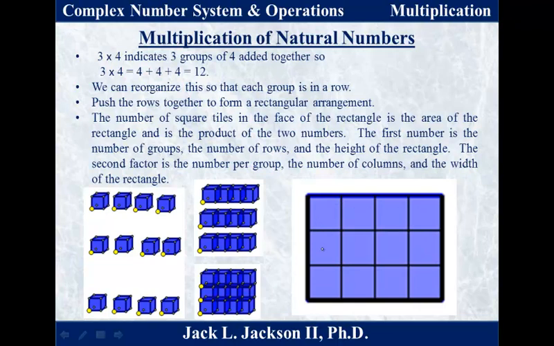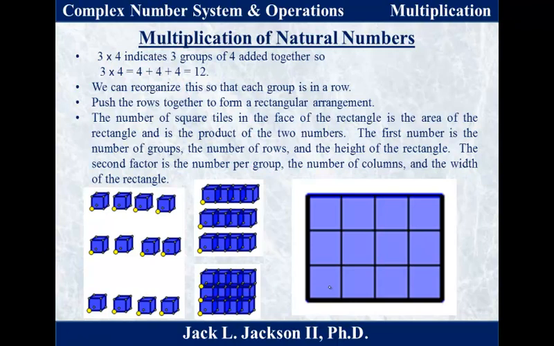Each row is a group, and there are 3 of those groups, because there's 3 rows. Within each group, we have 4 items. So the number of columns is the number of items per group. The number of rows is the number of groups.